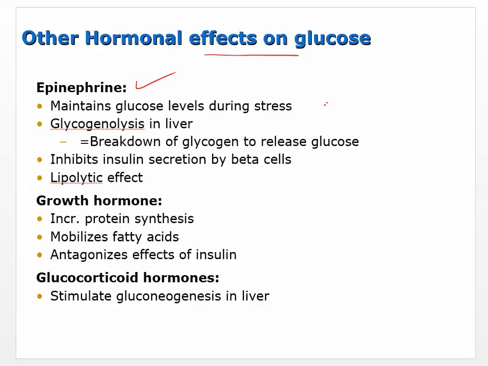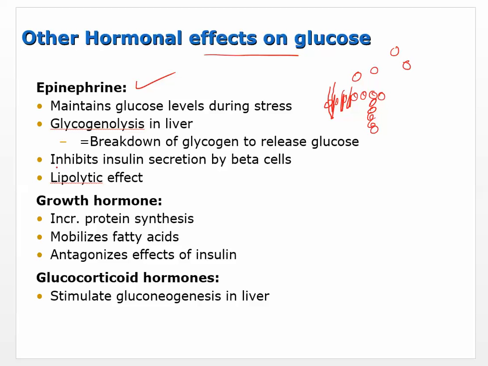glycogenolysis, which is, glycogen is just this chain of glucose molecules, and it will break those down. But it'll break those down and then release them as glucose into the blood. Okay, so that's something that can happen when you're exposed to epinephrine, and a lot of these things will work together to really increase blood glucose.